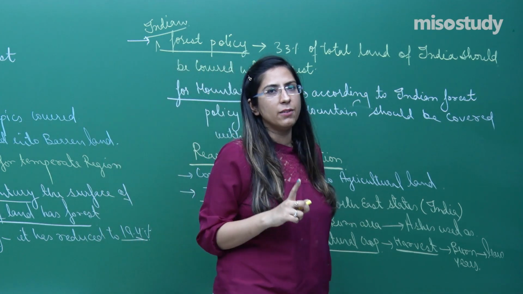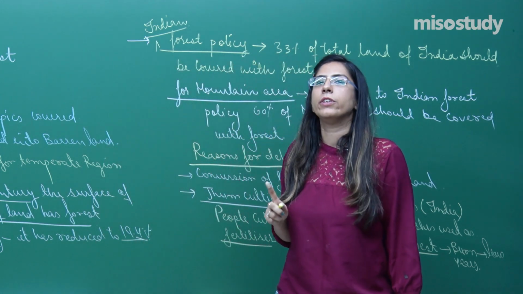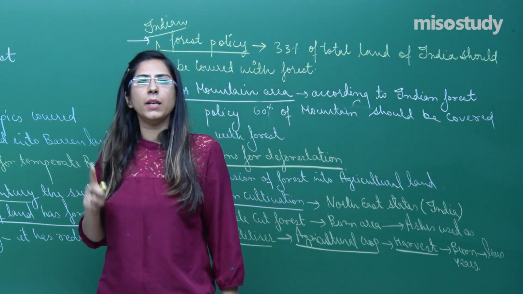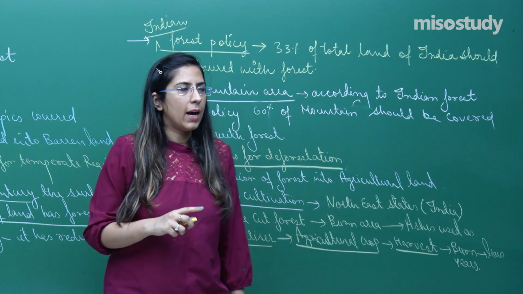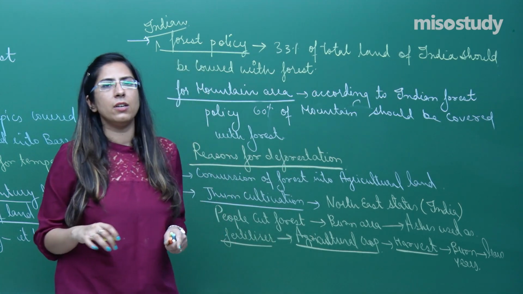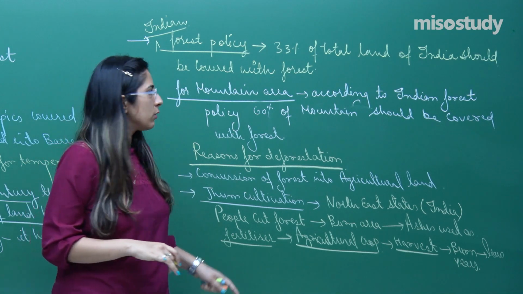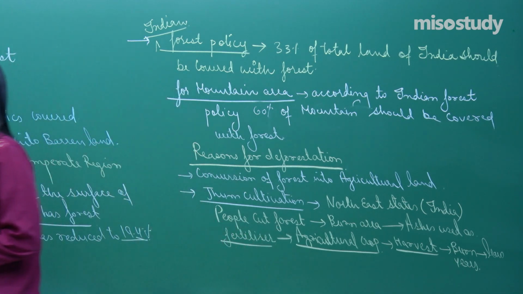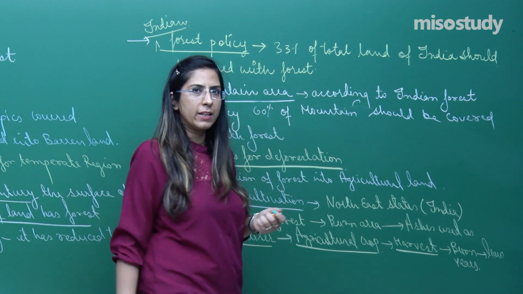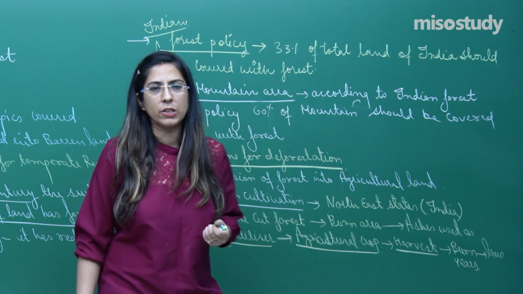First of all, they cut the forest. So this is also one of the reasons for deforestation. Nowadays, the government is trying to make certain policies so that this jhum cultivation as well as the conversion of forest into agricultural land should be suppressed. Students, note this down. These are the two reasons. First is the conversion of the forest into agricultural land, and second is jhum cultivation.